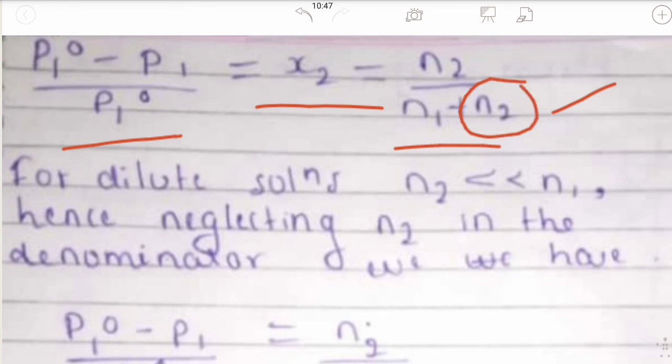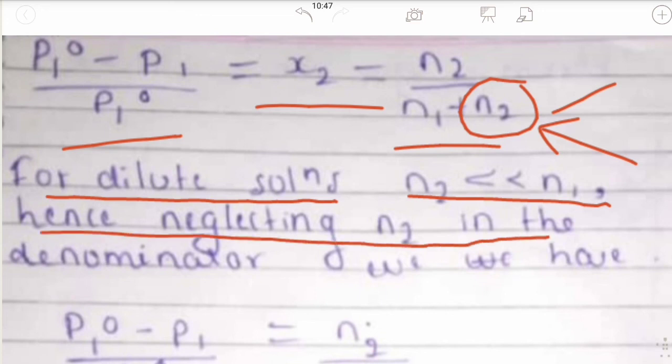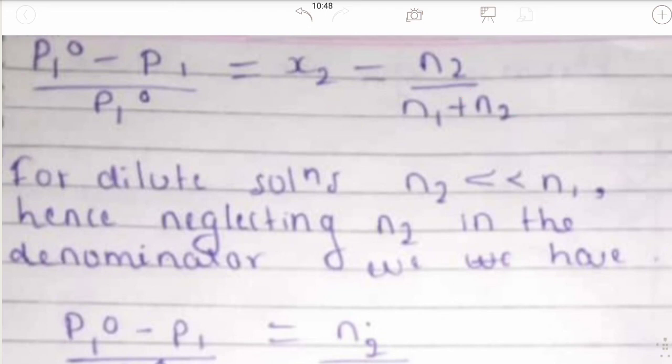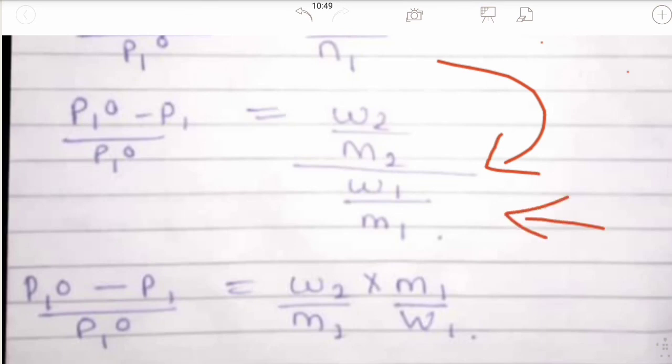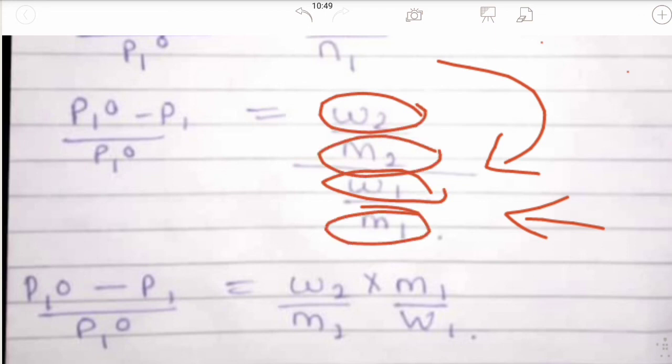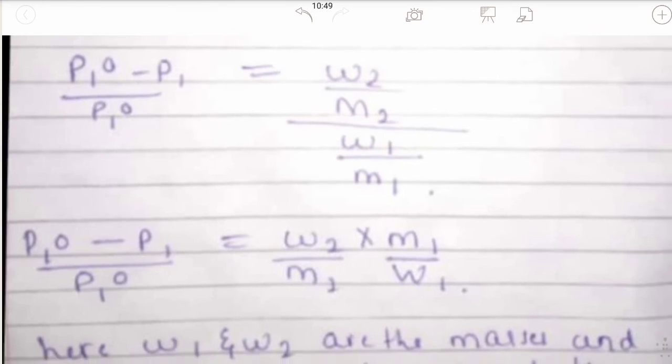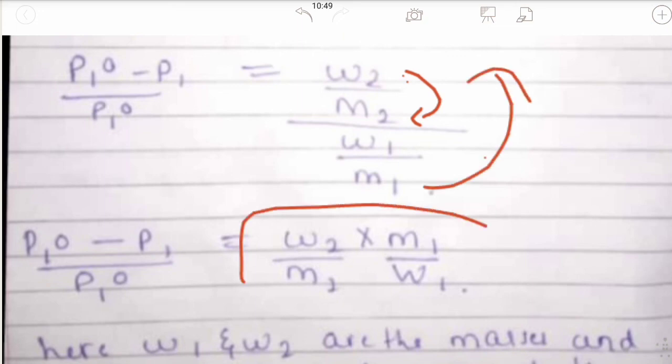Here n2 is very small compared to n1, so n2 can be neglected in the denominator, because such a small value cannot be considered. For dilute solutions, n2 is very much less than n1. Hence, neglecting n2 in the denominator, we have P1 naught minus P1 divided by P1 naught is equal to n2 by n1. Here W1 and W2 are the masses, and M1 and M2 are the molar masses. When you write n2 as W2 by M2 and n1 as W1 by M1, you get this equation.